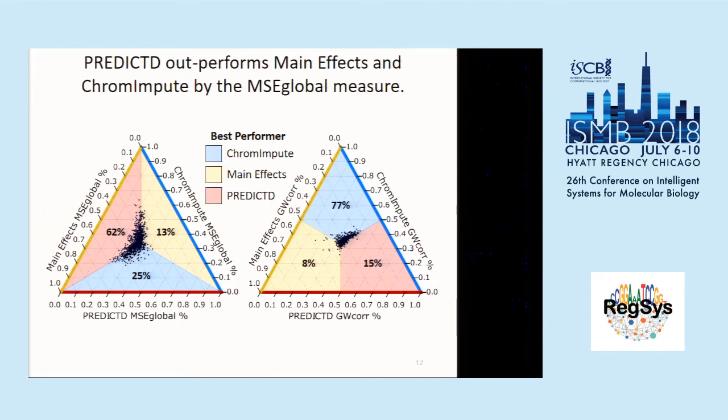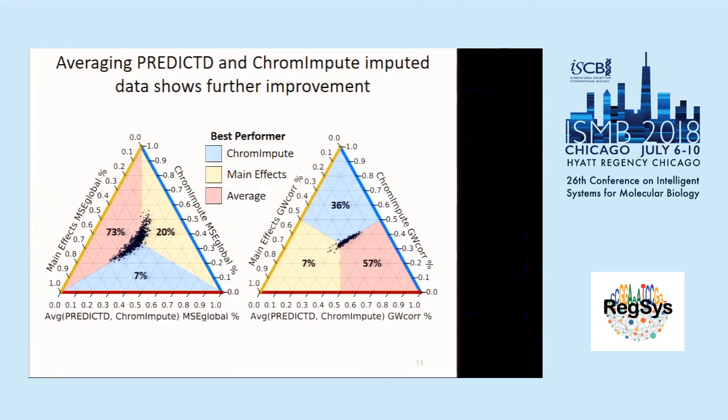If you use the genome-wide Pearson correlation, Chrome impute outperforms predicted, but you'll notice that these experiments are right along the boundary here between the predicted and Chrome impute models. And it turns out that if you average the results of predicted and Chrome impute, you get the best model. So the average model performs best on both of these quality measures. So we think it's doing a good job of producing imputed data.